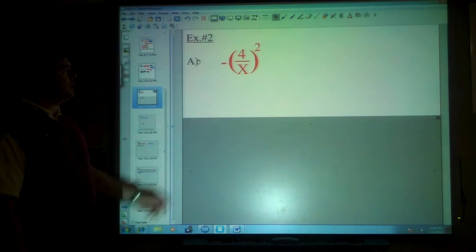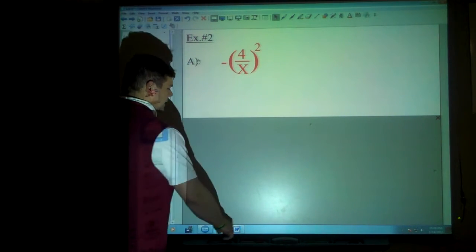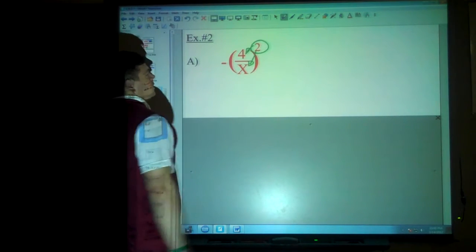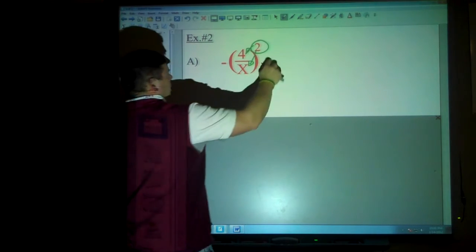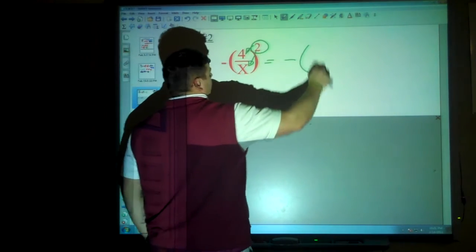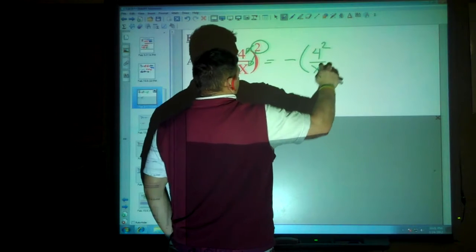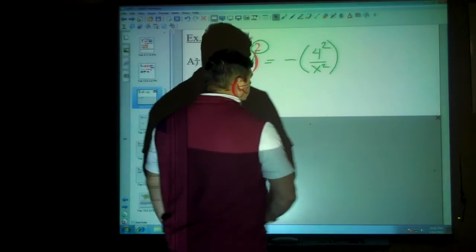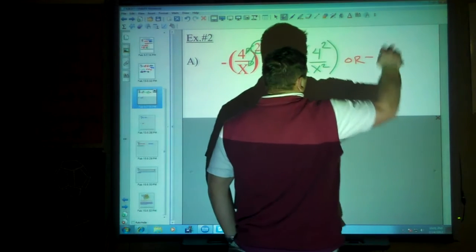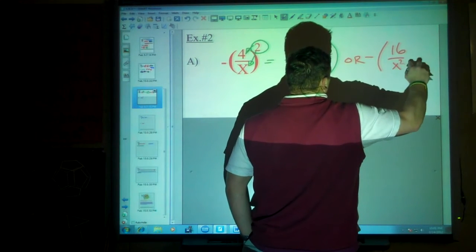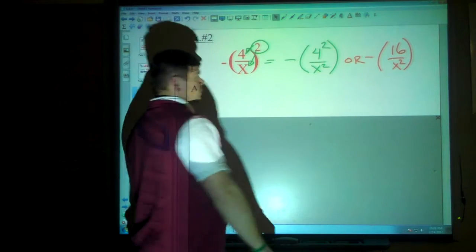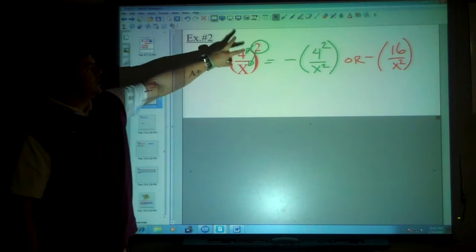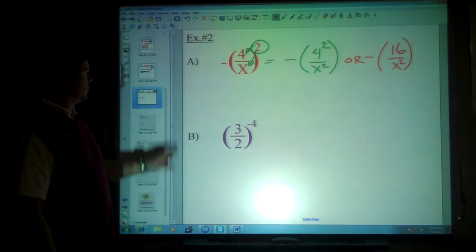Alright? Now this one has a negative sign in it. That's okay. We're going to take this 2, we're going to give it to both the numerator and denominator. So we'll end up with the opposite of 4 squared over x squared. Now you could leave it like that, or you could go ahead and say the opposite of 16 over x squared. So that's another possibility, right, where you can actually evaluate the 4 squared. But in this case, we're giving the exponent 2 to both.